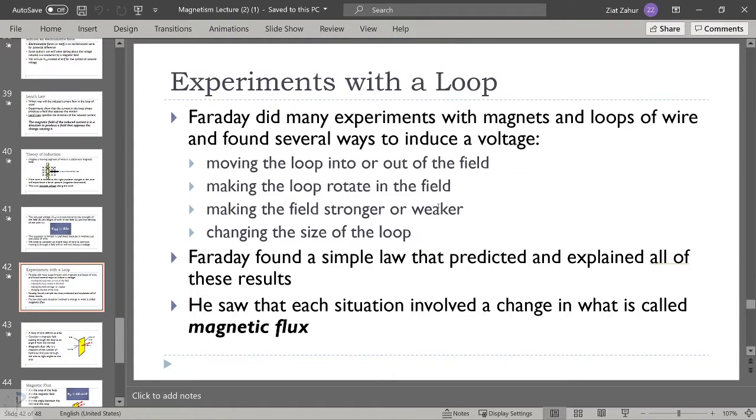Making the field stronger or weaker, so changing the strength of the field, and of course changing the area. So all of these changes can produce some sort of a voltage difference, which forces the current to move inside the wire, even without a battery or a power source. And so we give it a term. We call it magnetic flux.